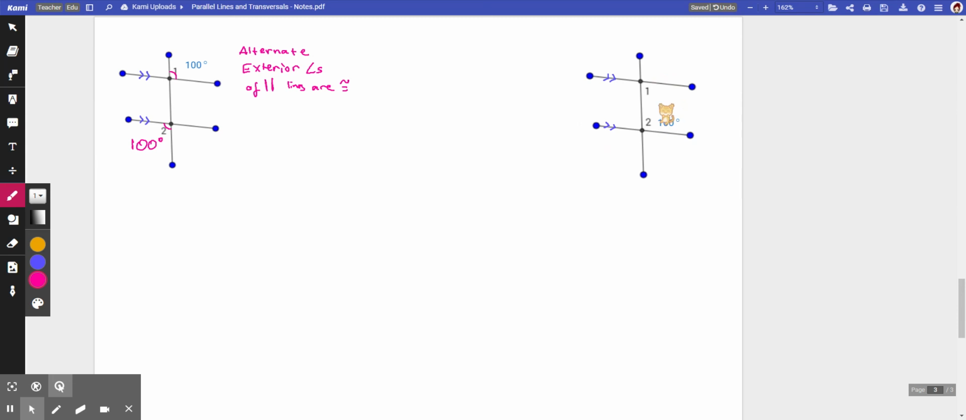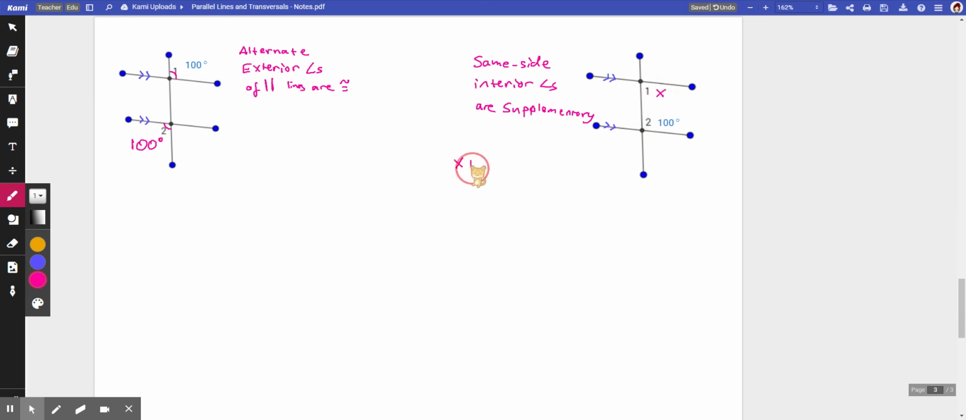Now this one over here is just slightly trickier. These are not congruent. These are same side interior angles, so they're supplementary. So that means I'm going to set this one equal to x. So I can say that x plus 100 equals 180. Supplementary means they add up to 180 degrees. So angle 1 is going to be 80 degrees.